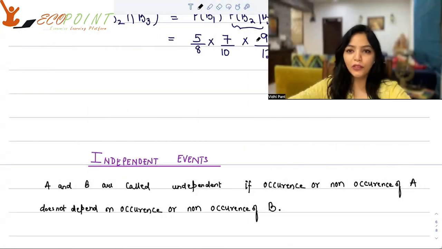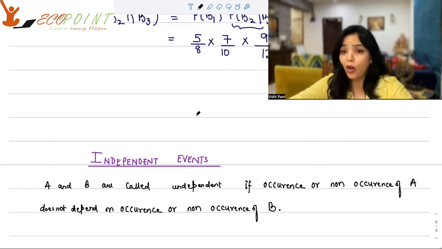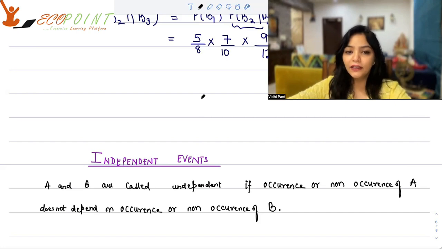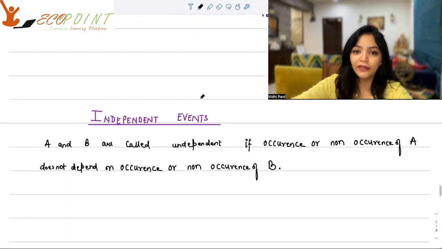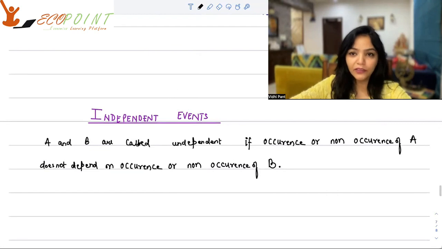The last thing that I want to discuss in this recording is the concept of independent events. When can you say that A and B are independent? A is independent of B if occurrence or non-occurrence of A is not dependent on the occurrence or non-occurrence of B. Then we can say that the 2 events are independent. And in fact, in one of the examples above, we could realize it also.